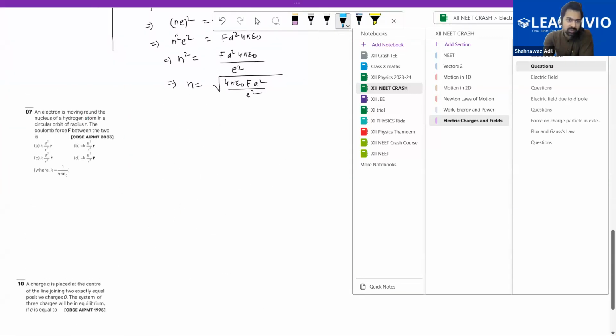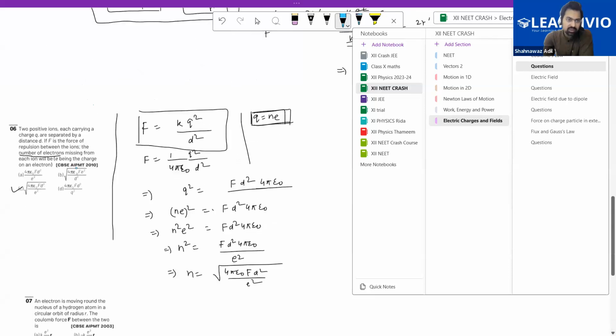Okay. An electron is moving around the nucleus of a hydrogen atom in a circular orbit and Coulomb force between... Yeah, this one is very simple.